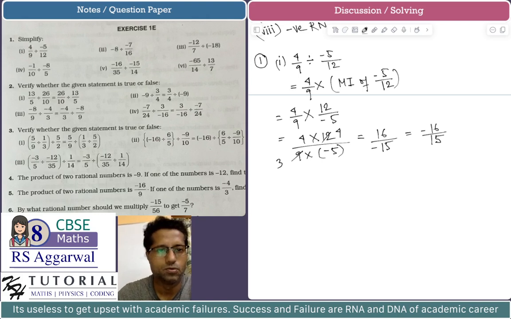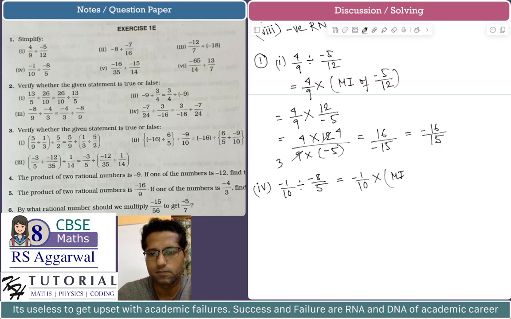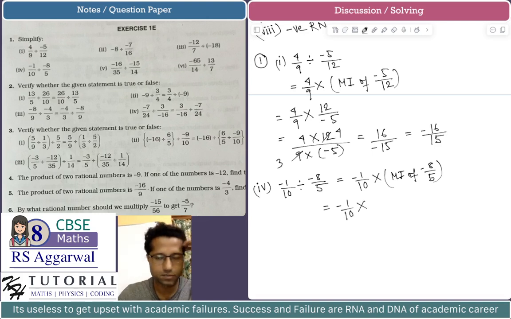Okay, let's do part 4. It is minus 1 by 10 divided by minus 8 by 5. This is equal to minus 1 by 10 multiplied by the multiplicative inverse of minus 8 by 5. The multiplicative inverse or reciprocal of minus 8 by 5 is 5 by minus 8. Now you apply the standard formula of multiplication of two rational numbers.